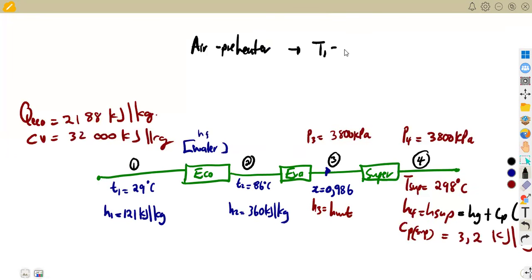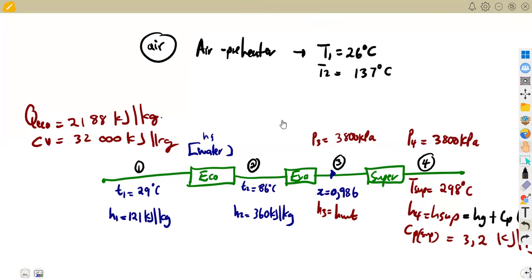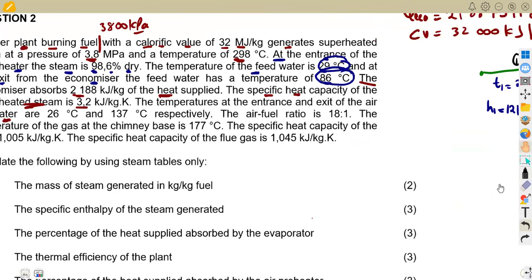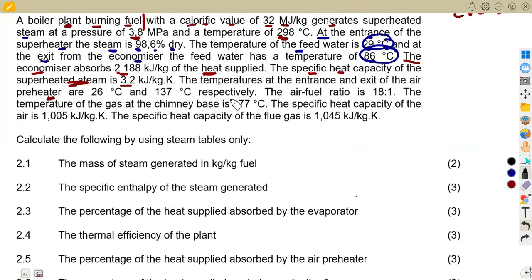So you're going to have T1 on the preheater, which is 26 degrees Celsius, and T2, which is 137 degrees Celsius. We are talking about the air. So again, still on that, they are giving us the air-fuel ratio because we are given total. This is the information about the air. They are giving us the air-fuel ratio, and they give us the heat capacity of air, which is the specific heat capacity of air.